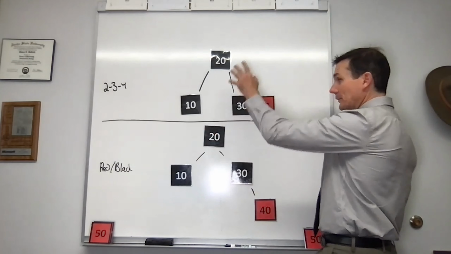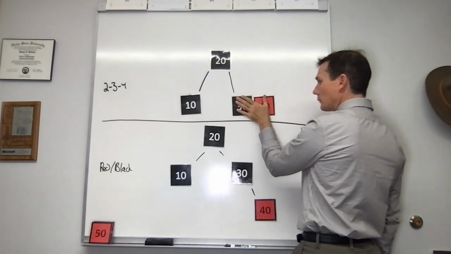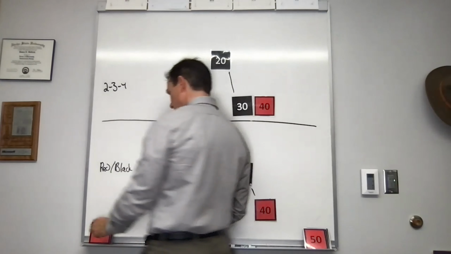Now observe, we have the same structure here. Root, root, left, left, right, right. They're exactly the same.